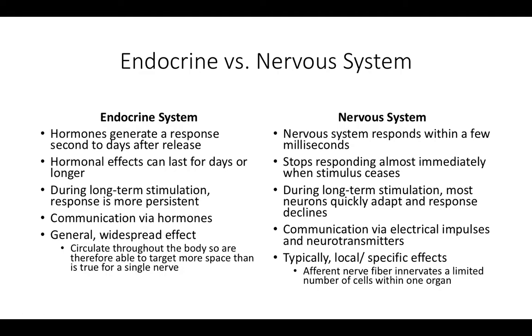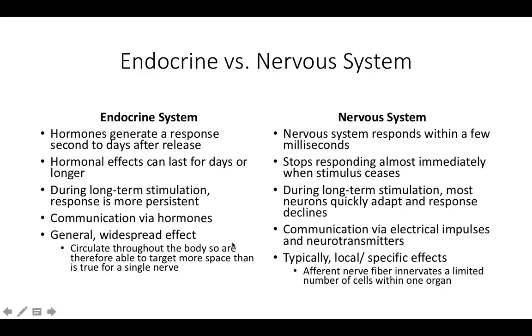Another difference that we sort of already touched on when we talked about the nervous system is that during long-term stimulation, a lot of neurons will quickly adapt and that response will decline. So again, using the locker room example, if you chose not to walk out of the locker room, your nose would eventually adjust to the smell and maybe you wouldn't be able to smell it as strongly. Or if you get into a really hot tub, it's really hot at first, but eventually your neurons will adapt and that stimulus or response sort of declines. That's not true for the endocrine system. With the endocrine system, you get more long-term stimulation, and so whatever your response is tends to be more persistent.